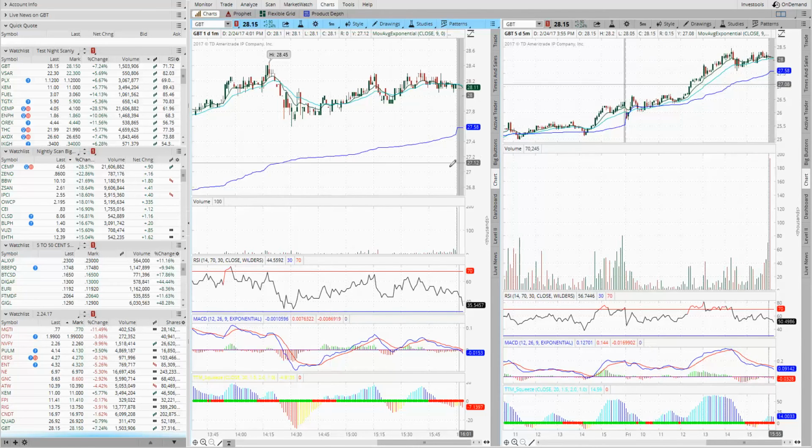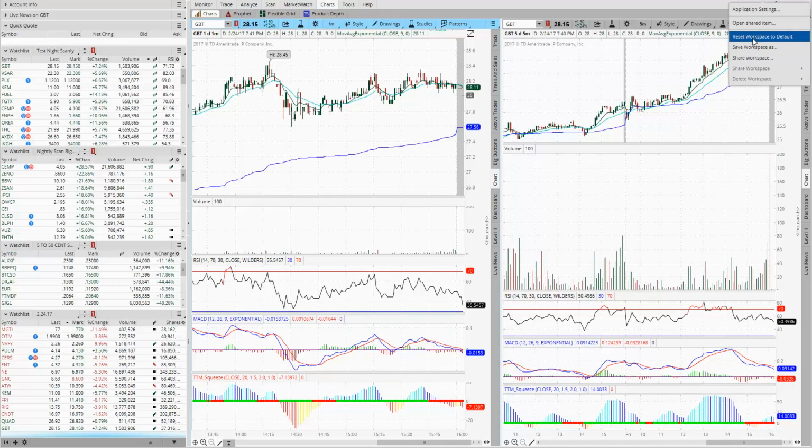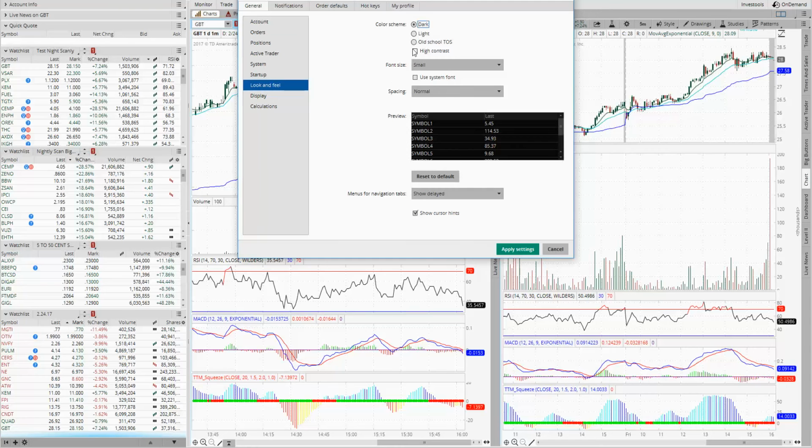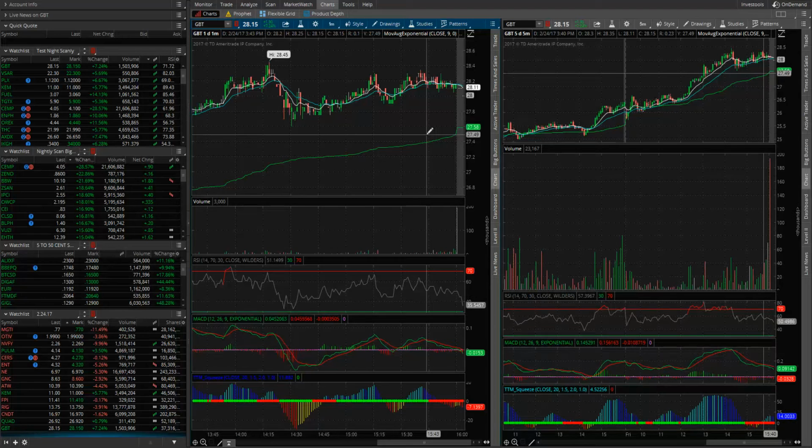I'm going to go back to application settings, go back to look and feel, and pick dark. You can do old school Thinkorswim, which is kind of cool. So I'm going to apply settings, and now I'm back.